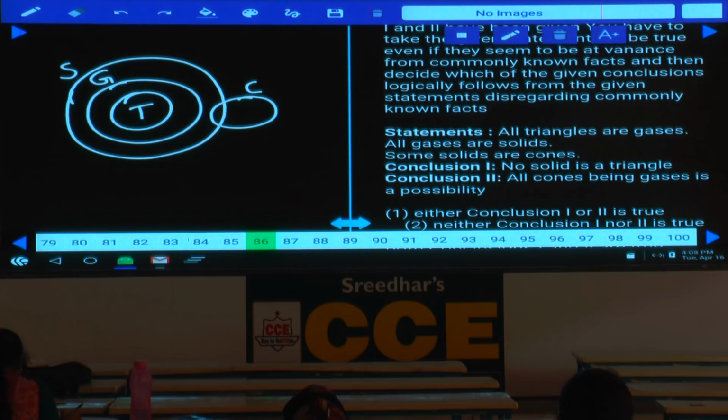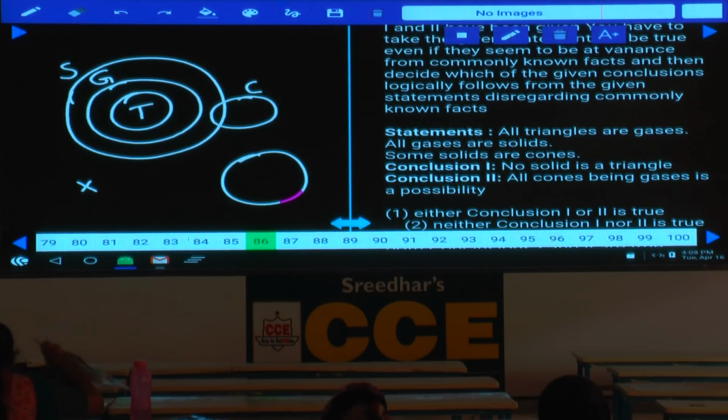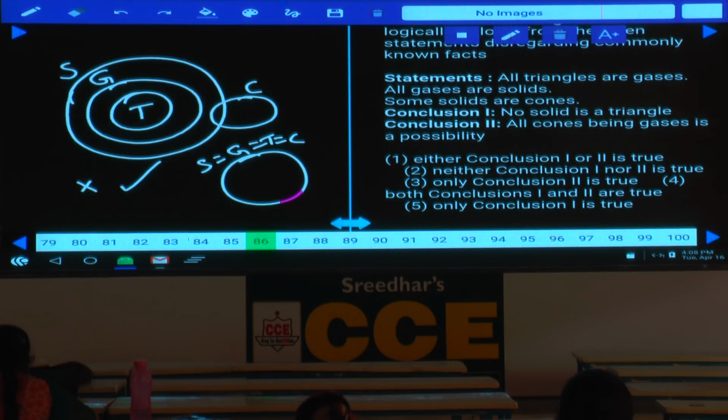Now with the help of this basic diagram, what is the first conclusion here? No solid is a triangle. No solid is a triangle, the first conclusion is false. And second one is what? Possibility. As it is a possibility, now as all the statements are affirmative, we can write it as a single diagram as C equals to G equals to T equals to C. Isn't it? And the second conclusion is definitely true. Then what is your answer here? Only 2 follows. Only 2, that is given in choice 3. 86, it is choice 3.